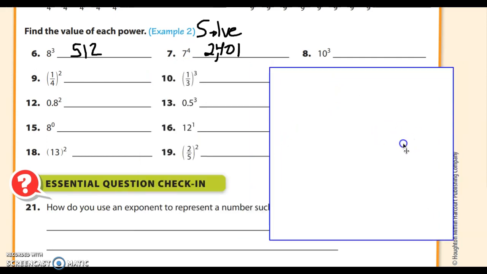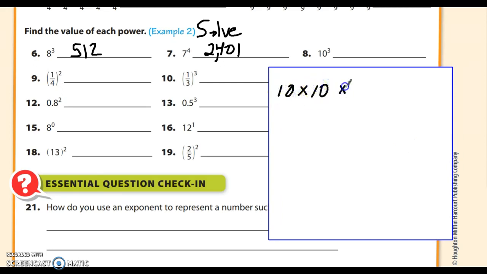All right, number 8. 10 to the third power means 10 times 10 times 10. And these are pretty simple. 10 times 10 is 100, times 10. When you multiply something by 10, it's just the same thing as annexing a 0 to the end, so it's going to be 1,000. I want to point out something about when you have the base of 10: the exponent is going to be the same as the number of zeros. So 10 to the third power would be a 1 with 3 zeros. It's always the case.